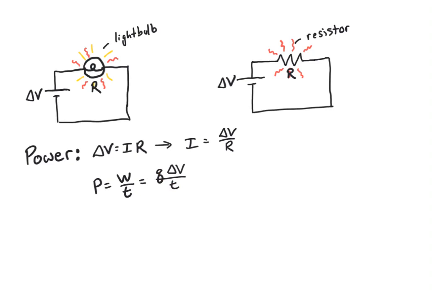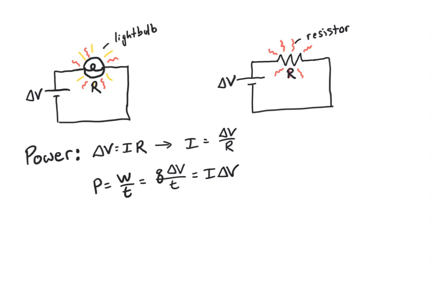But Q over T is just another way of writing the electrical current. And so this implies that the power dissipated by our resistor or our light bulb is equal to the current times the potential difference. So this is the rate at which energy is being used up by our light bulb or by our resistor, or in other words, the amount of energy being released by our resistor or our light bulb in the form of heat and/or light is equal to the current through it times the potential difference across it.